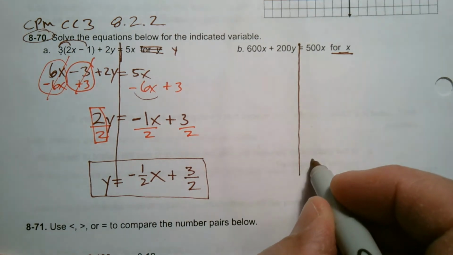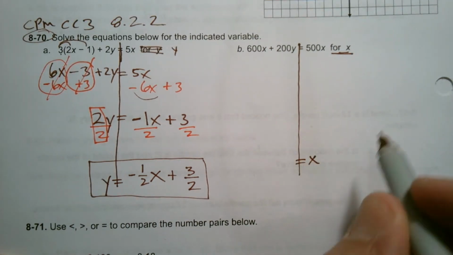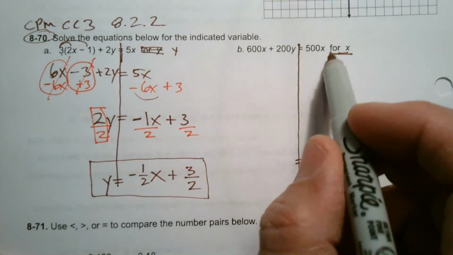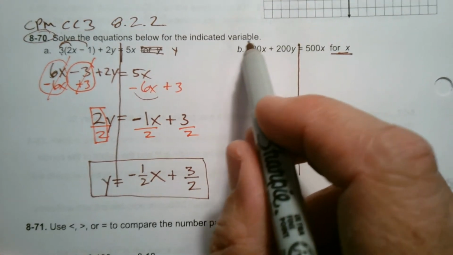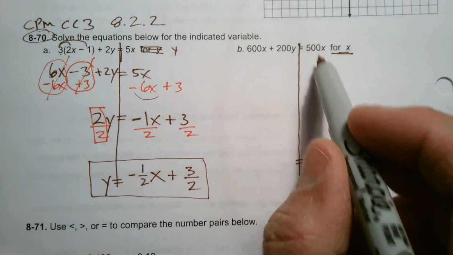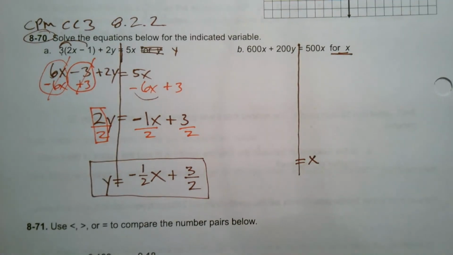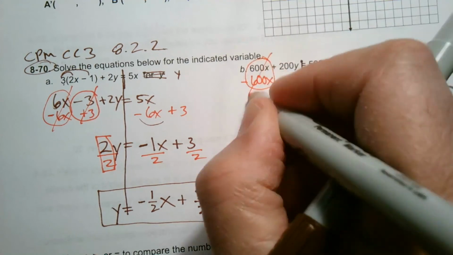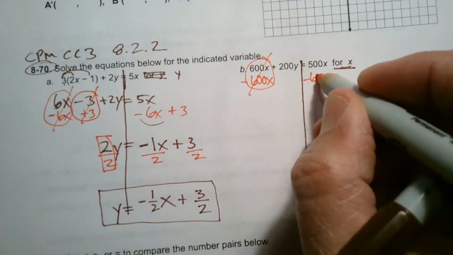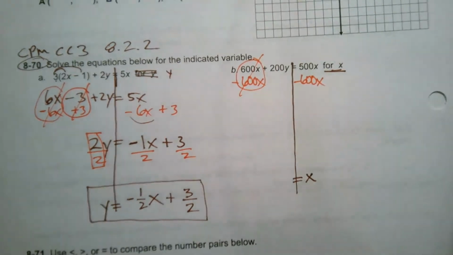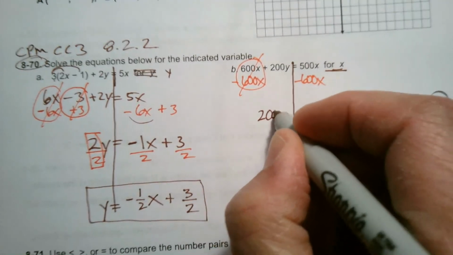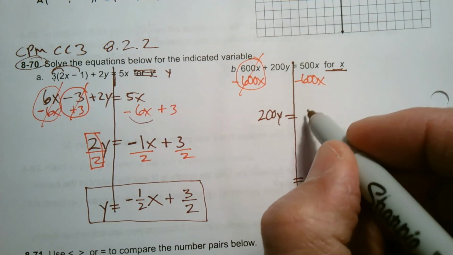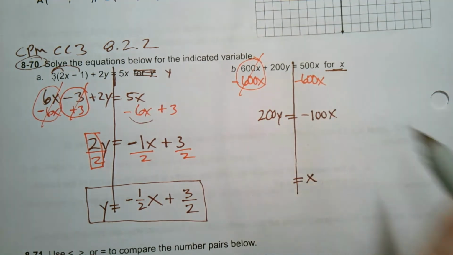So I'm going to end up trying to get my x on this side. If I've got x on this side and x on this side, but all I have is just the x term on the other side, I might as well eliminate it from here and keep them all on this side. So I'm going to eliminate this 600x from this side, and do the same thing over here, subtracting 600x. Now I have 200y equals 500x minus 600x, which makes a negative 100x.